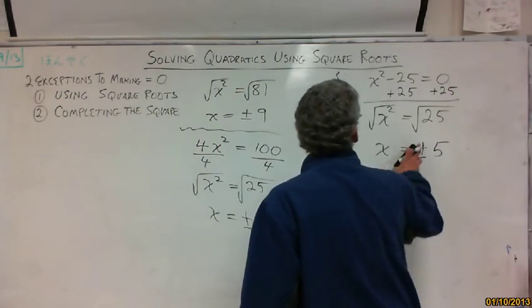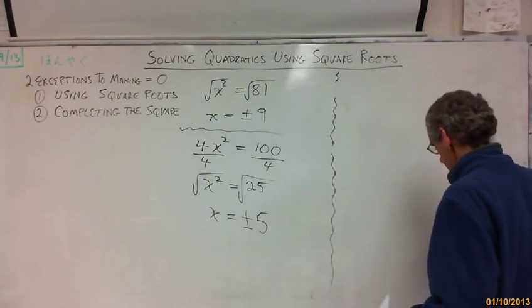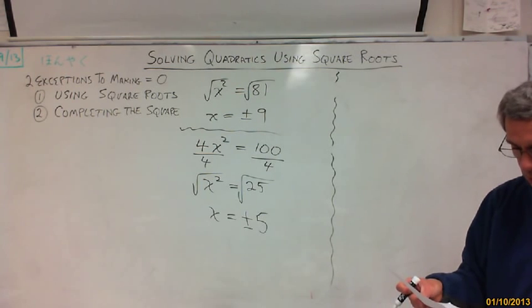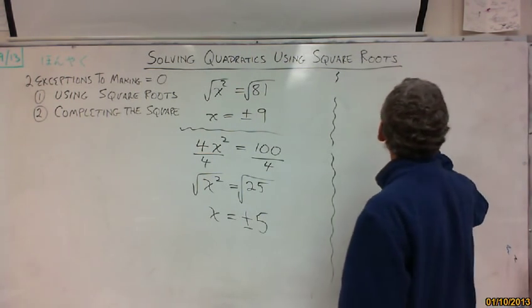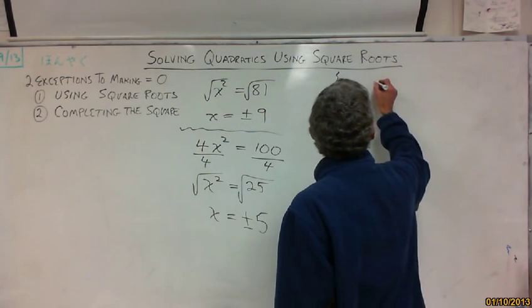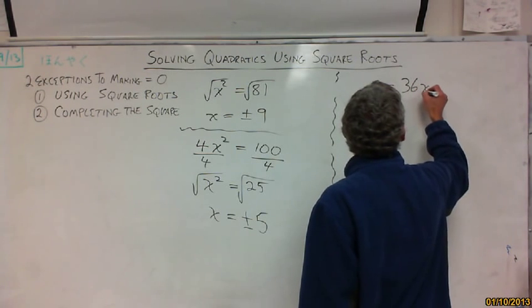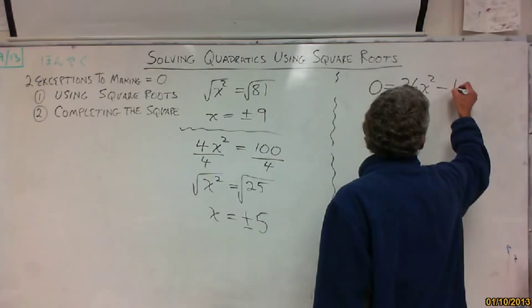Now, we're slowly going to get harder and harder. Let's say I did this: 0 equals 36x squared minus 16.